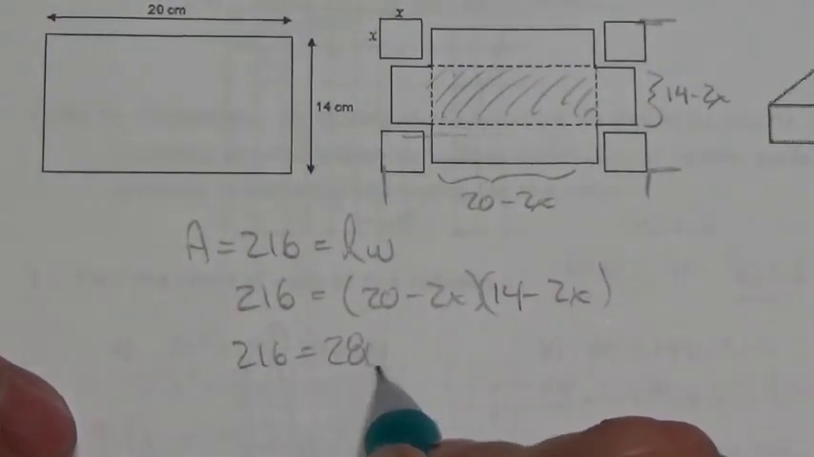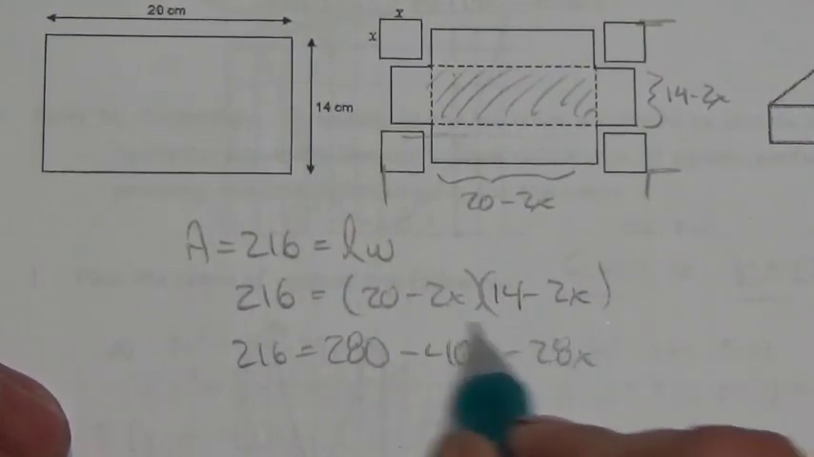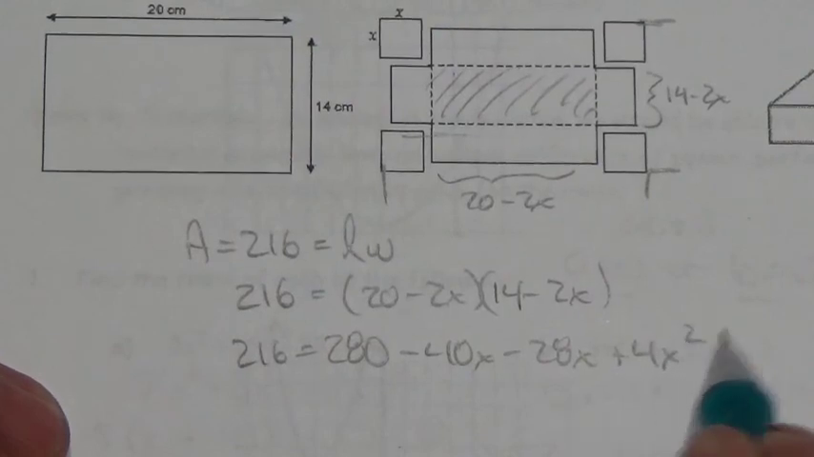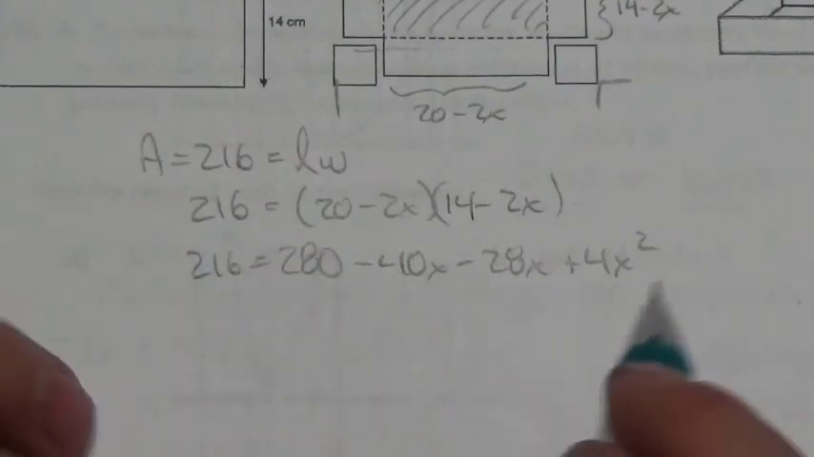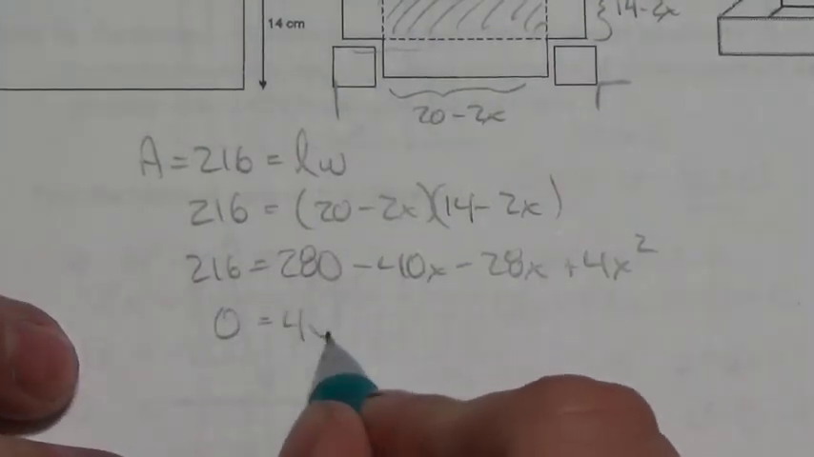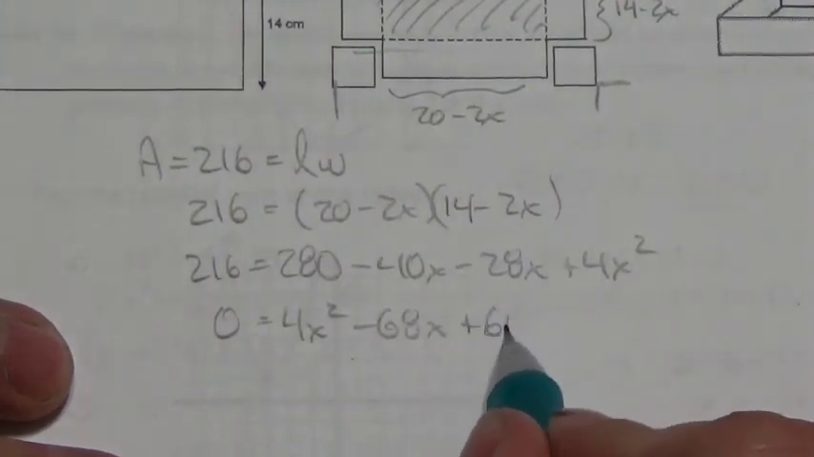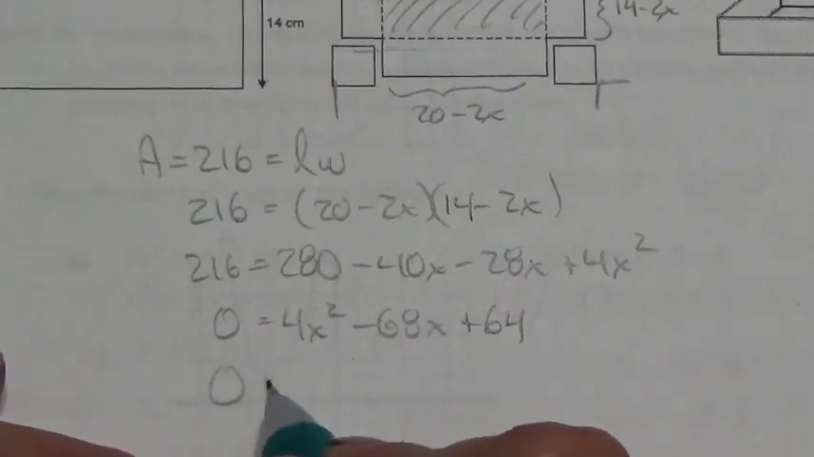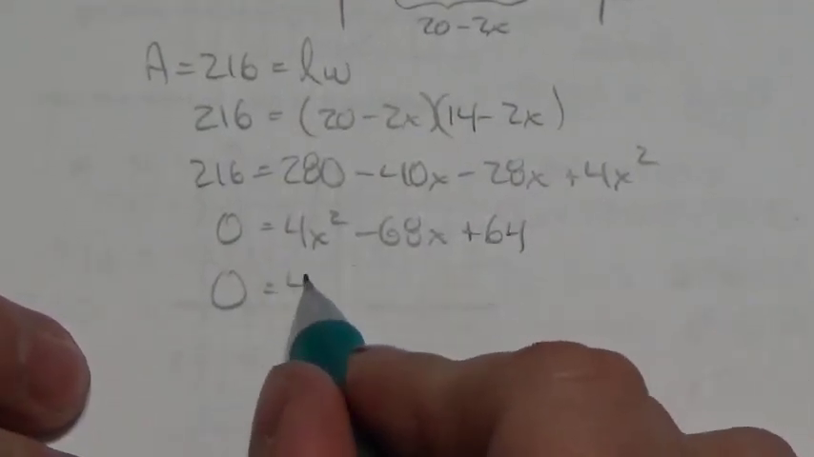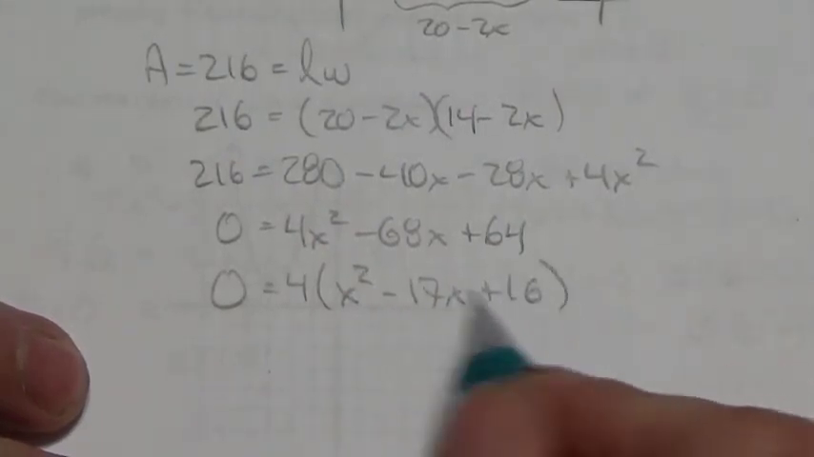So that will be, what is that? It'll be 280 minus 40x minus 28x. This will be plus 4x squared. Okay, now we'll bring that stuff over there. We'll bring the 216 over. I'm going to reorganize this as well. Make that 4x squared. What is that going to be? Minus 68x. And then this will be plus 64 when we bring the 216 over. Okay, now when I look at this, I kind of want to divide everything through by 4. And that's going to give me x squared minus 17x plus 16.